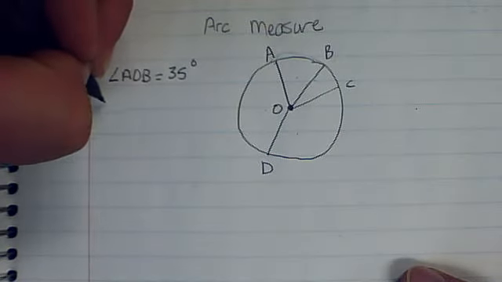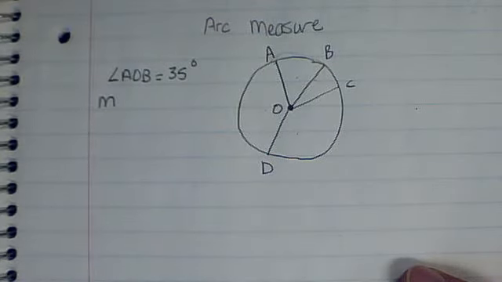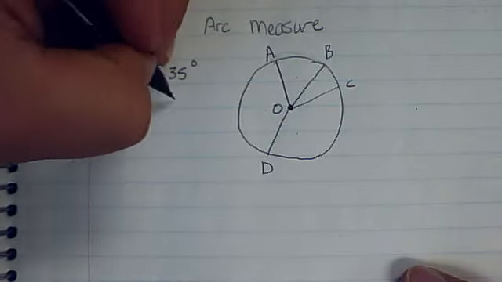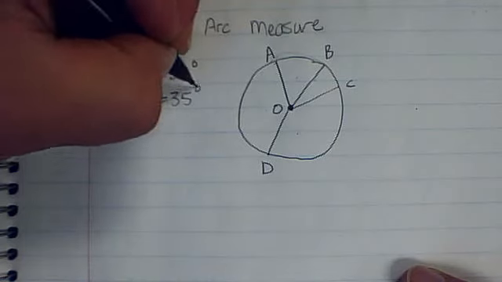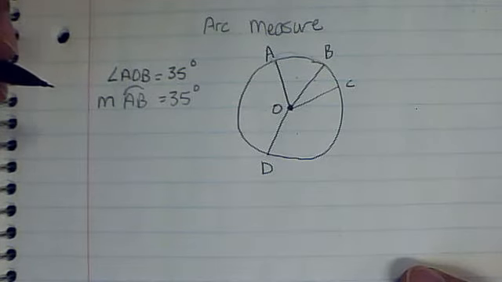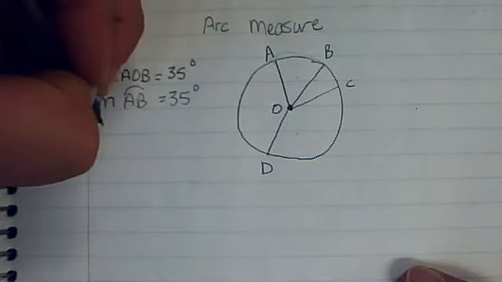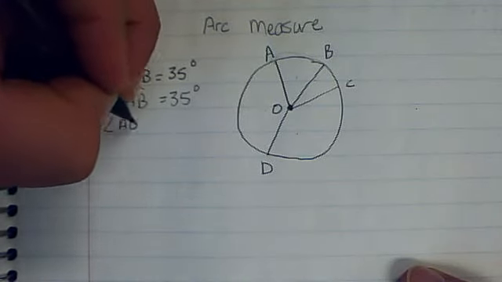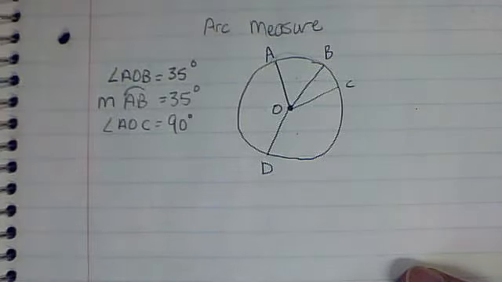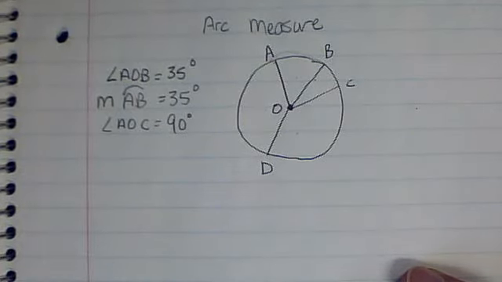So what I can say is that the measure, and I'm going to put an M there, the measure of arc AB is also equal to 35 degrees, because AOB is what creates that arc AB. So let's say that I know that angle AOC is equal to 90 degrees. Angle AOC is 90 degrees.